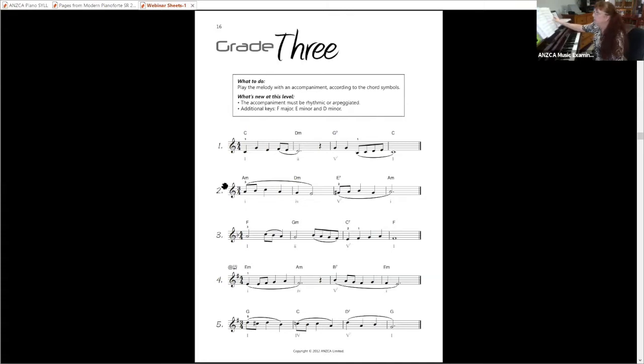Okay, so at the beginning of each grade, it says what to do and what is new at this level. Grade 3 says, play the melody with an accompaniment according to the chord symbols. And what's new at this level, the accompaniment must be rhythmic or arpeggiated, and additional keys are F major, E minor, D minor. And so now they've got a few more keys to their arsenal.